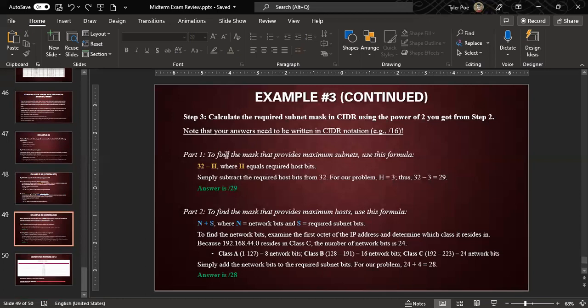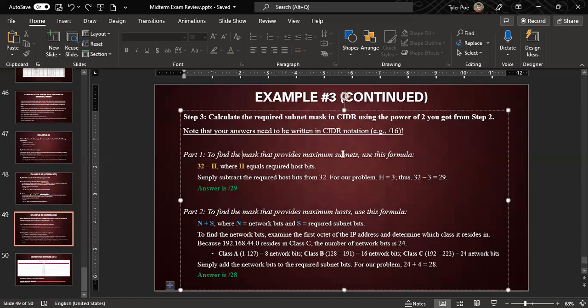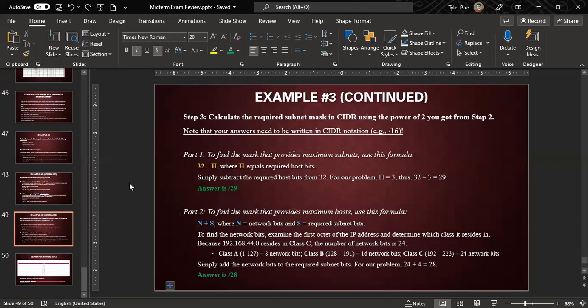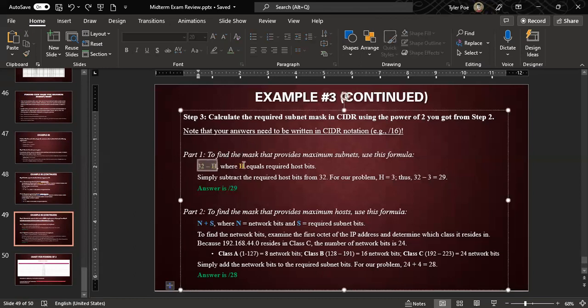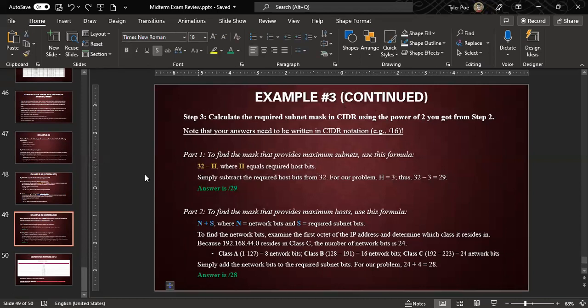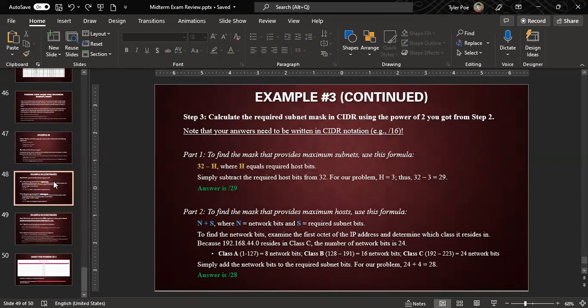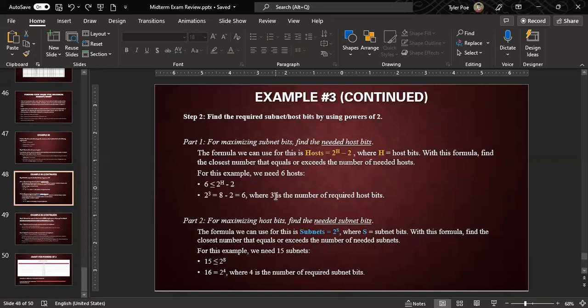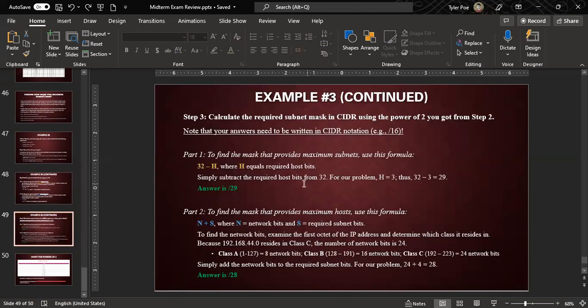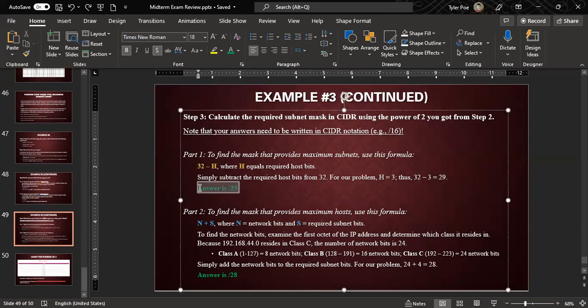But anyway, to finish up with finding the mask that provides the maximum number of subnets, we have yet another formula, which is 32 minus h, where h equals required host bits. If you look back here, we agreed that h was 3. So we just simply subtract 3 from 32, and we get 29. So that would be the answer to this question.